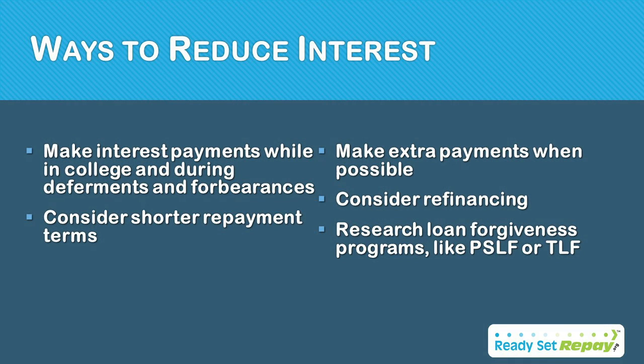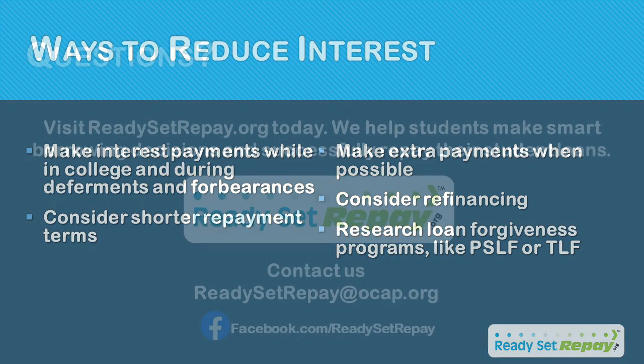You may also consider choosing a shorter repayment term. If you can afford to pay your loans on the standard 10-year repayment plan, you'll spend less on interest by not extending your repayment period. You can also make extra payments whenever possible. This will speed up loan repayment over time. Or consider refinancing your loans into one loan with a lower interest rate. Another option is to research loan forgiveness programs you may qualify for, like public service or teacher loan forgiveness.